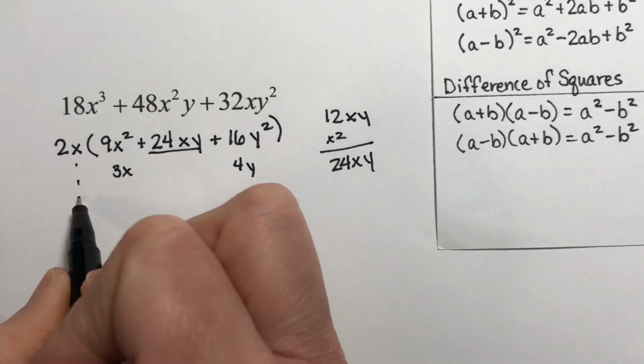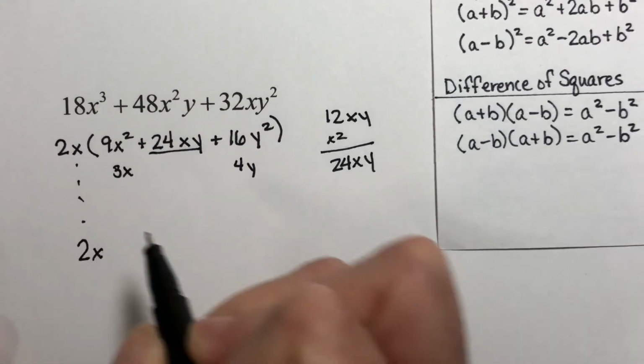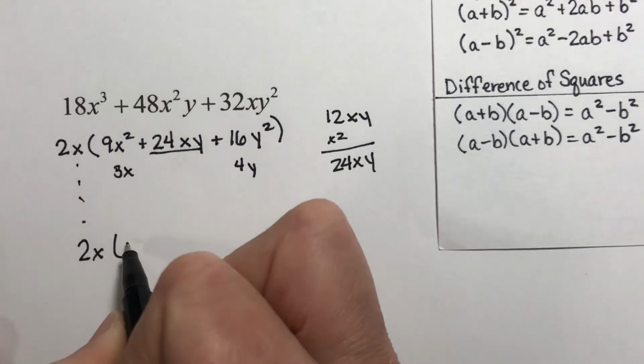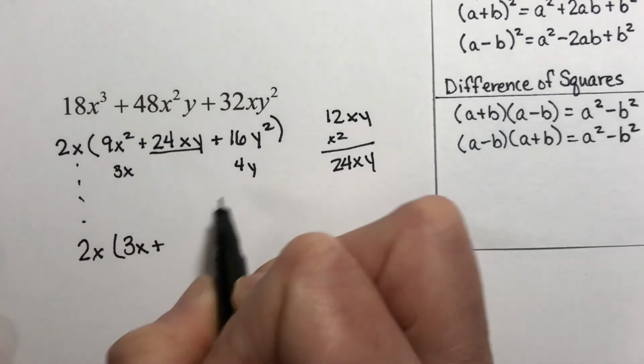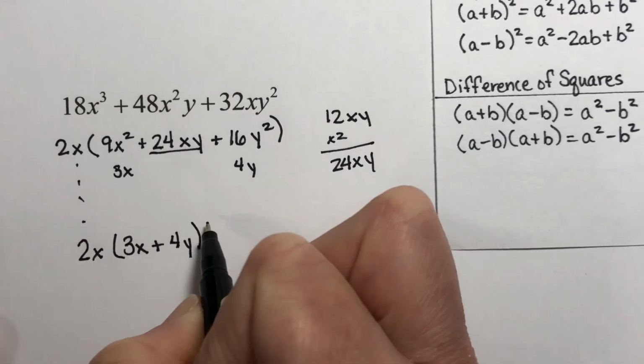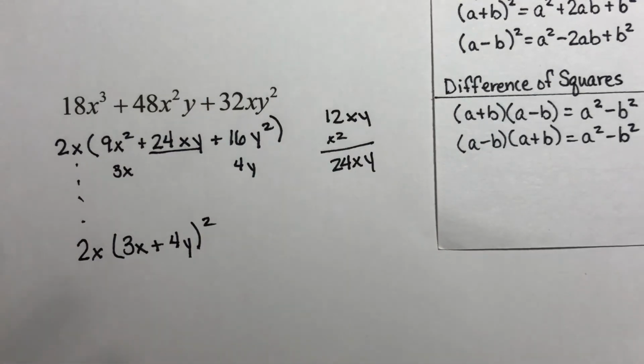So this 2x follows this down. And then you have 3x. That's a plus, so this is a plus. 4y squared. And you're done.